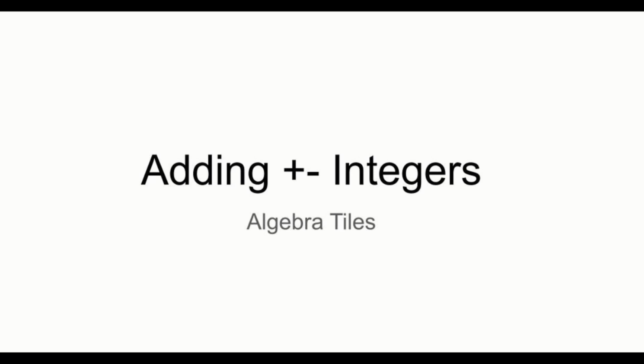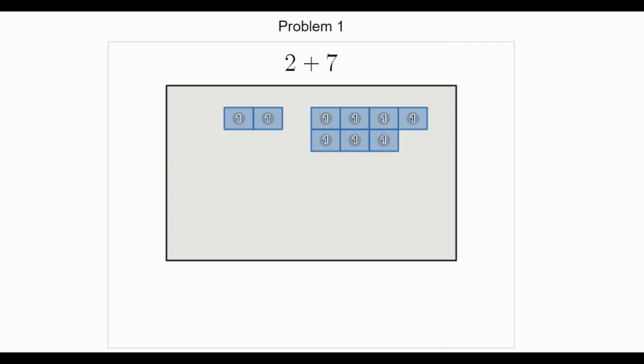Adding positive and negative integers. Integers are whole numbers that can either be positive or negative. In this video, we'll be using algebra tiles to help us visualize what happens when we combine positive and negative numbers. Problem 1. 2 plus 7.